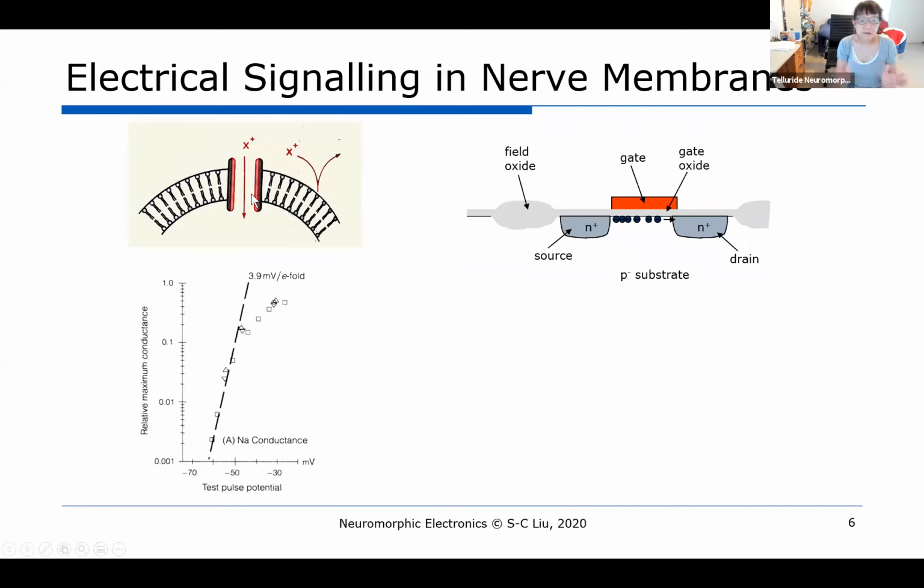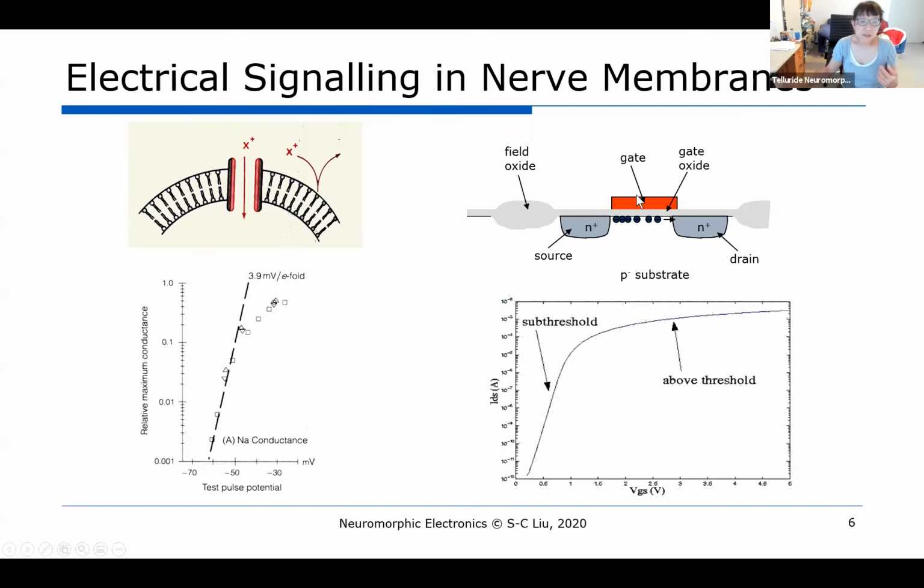So with the channels opening up, you get a flow of ions from one side to the other. And for a transistor, it's kind of the same thing. You have a source of carriers, in this case, electrons or holes. And these electrons and holes will flow to the other side, to the drain side. And the amount of flow depends on the voltage that you apply to the gate.